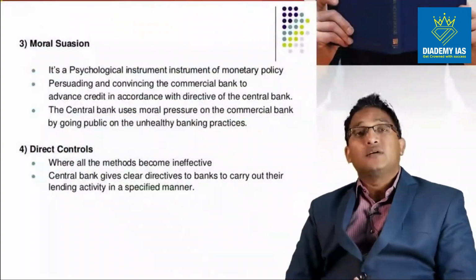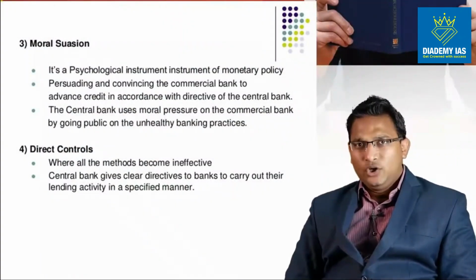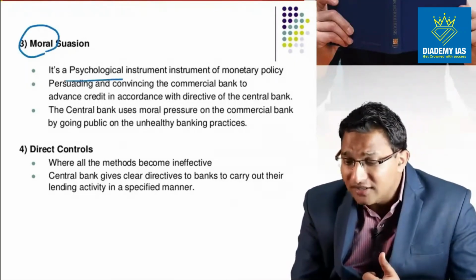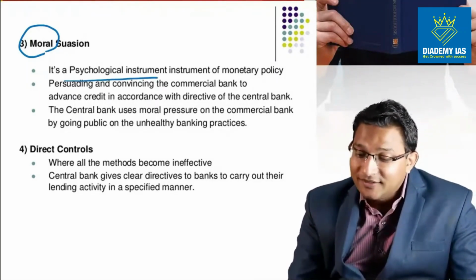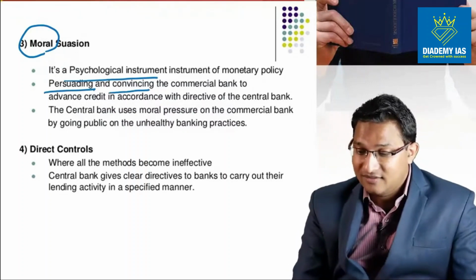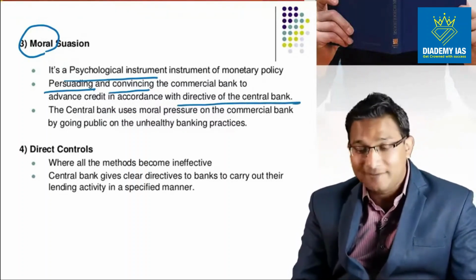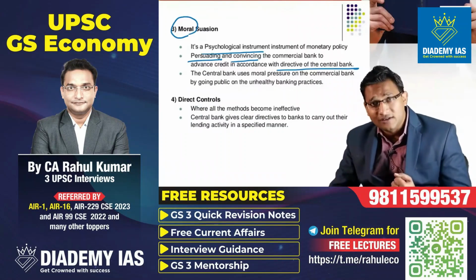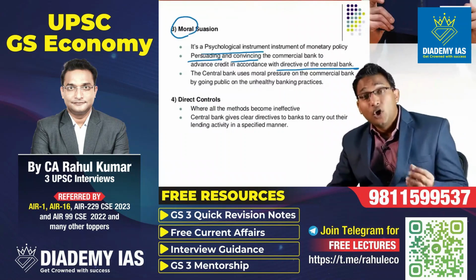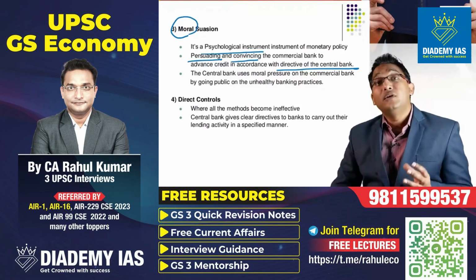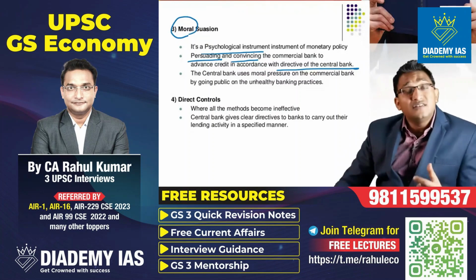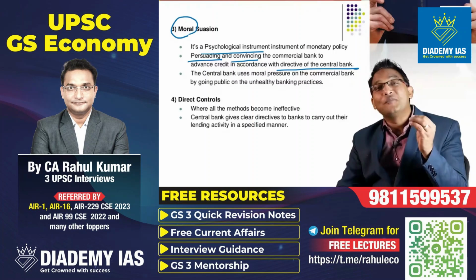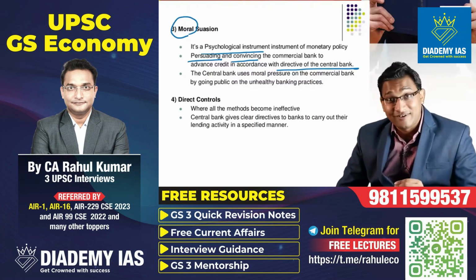Now, the next tool is moral suasion. It has something to do with psychology, so it is a psychological instrument, right? Here persuasion and convincing is done and direction is given by the central bank. The central bank tries to influence the heads of the banks emotionally: please give loans to the weaker sections, please give more loans to women, please give more loans to the agriculture sector, please give more loans to UPSC students, right? So this moral or emotional direction is given.